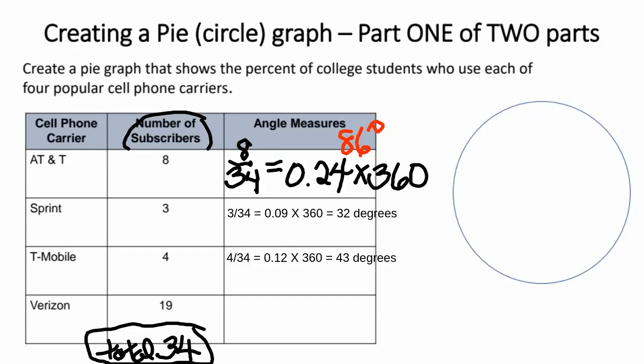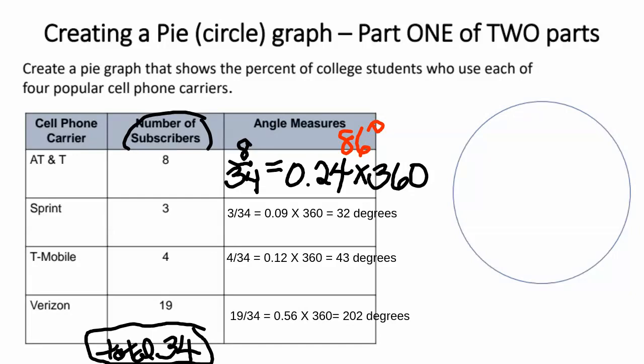And then, last but not least, you are going to take 19 divided by 34. You are going to get 0.56 because your calculator is saying 0.558. That 8 is making the second 5 a 6. And then you're multiplying by 360, and you will get 202 degrees. Notice the decimal behind the 201 is a 0.6.